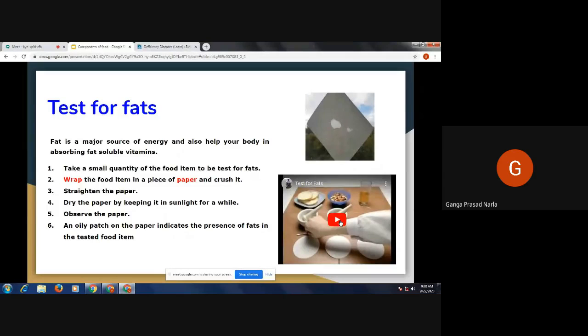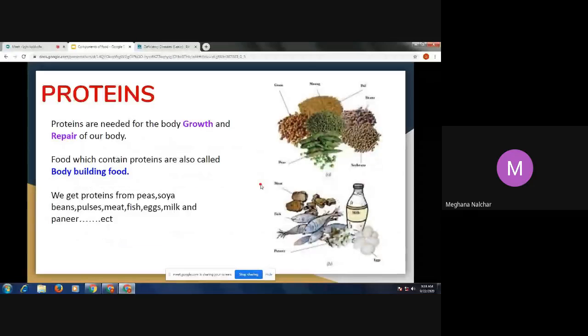If the paper does not have any oil patches in it, that food item does not contain any fats. Is it clear? Yes, sir. Shall I go to the next slide? Yes, sir.